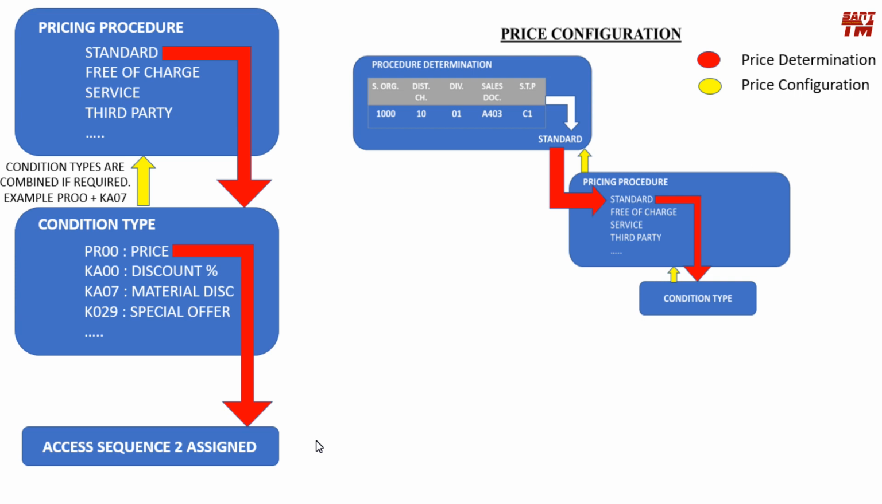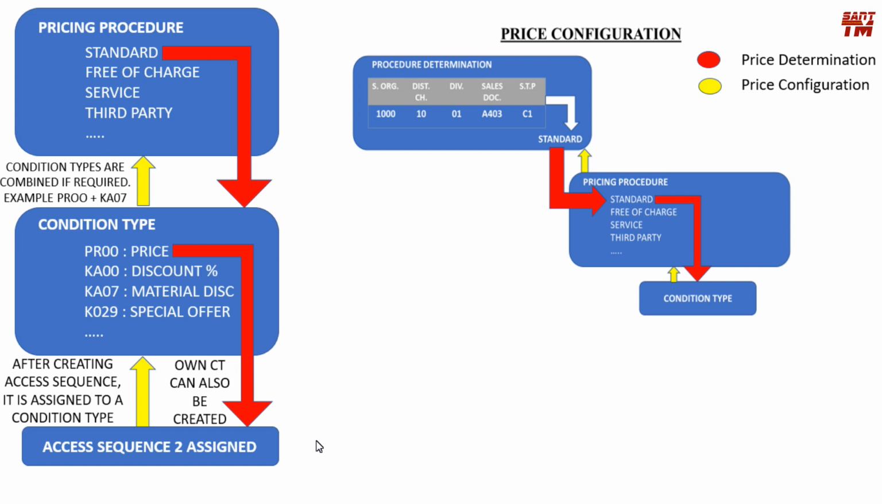So here it is written that access sequence 2 is assigned, and sometime in the past it was judged why this access sequence 2 has to be assigned. Some employee might have configured the SAP system that these many access sequences are available, for example access sequence 1, access sequence 2, access sequence 3.